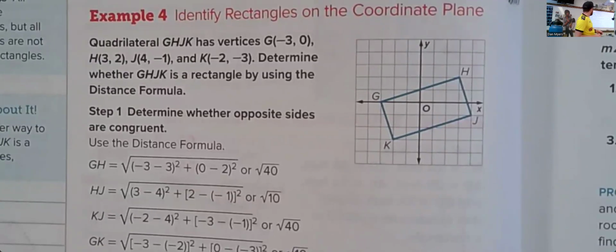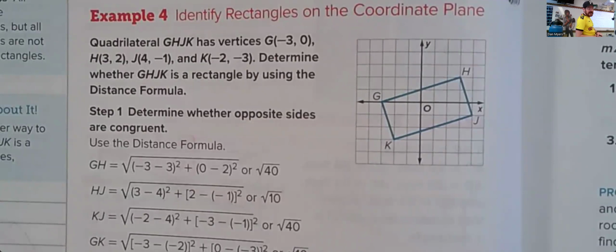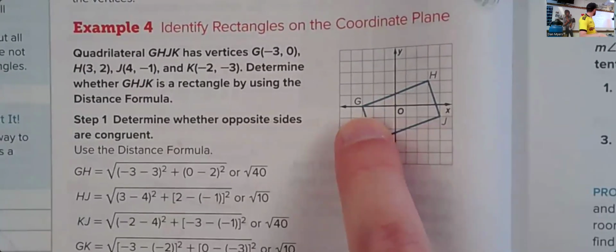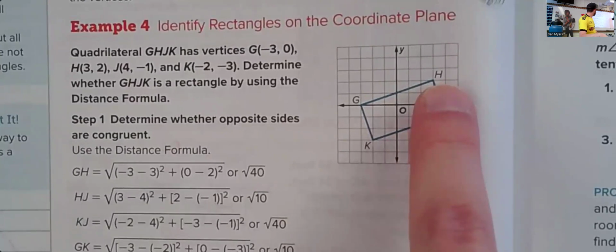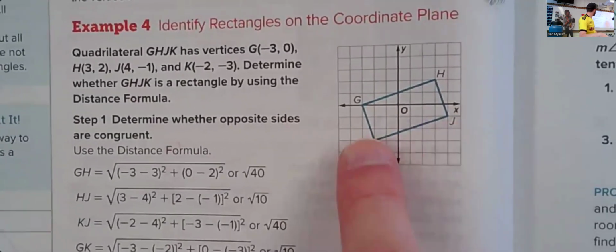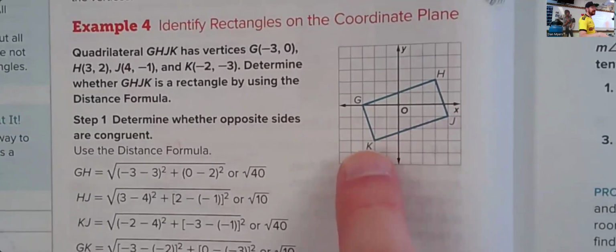Identifying rectangles on a coordinate plane. GHJK has vertices, corners, at -3, 0. So there's G at -3, 0. H is at 3, 2, right up here. J is over here at 4, -1, and then K is down here at -2, -3. They put it on the graph for us. That's very good.